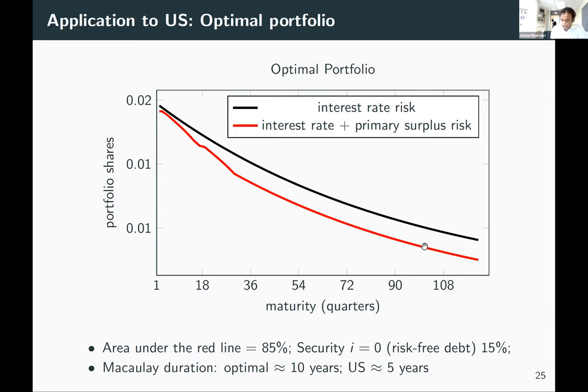If you translate that to Macaulay duration, the optimal Macaulay duration is on the order of 10 years, and people have estimated it in the US to be on the order of 5 years. So our model would say that the US should invest more in long-term debts.